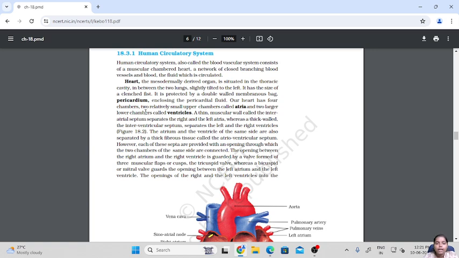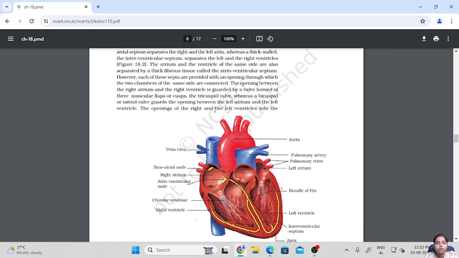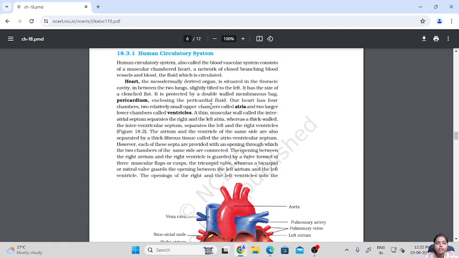The size of the heart is that of a clenched fist. The heart is protected by a double walled membranous bag-like structure called the pericardium, which encloses pericardial fluid inside it.